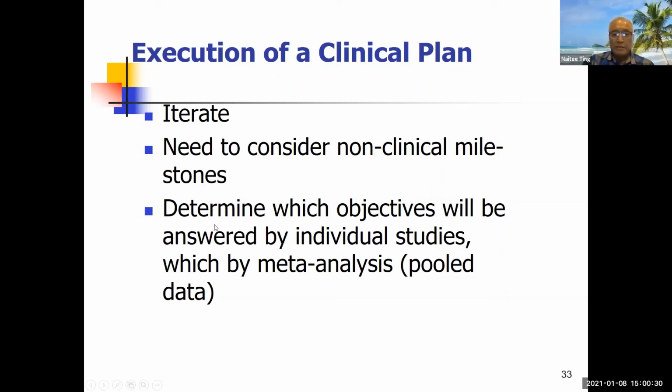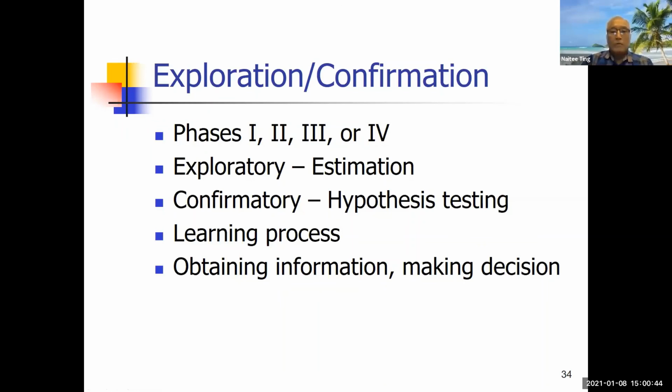So you need to consider the non-clinical milestones when you're developing in the clinical development stage. You want to determine which objectives will be answered by individual studies, which by pooled analysis. So we'll come back to this exploration and confirmation, all right? It's a phase 1, 2, 3, 4 development process. For exploratory, we do estimation, point estimate, interval estimate. For confirmatory purposes, we do hypothesis testing. It's a learning process of obtaining information and making decisions.